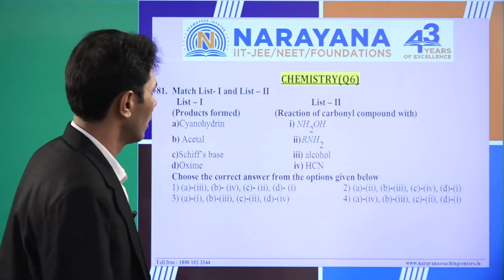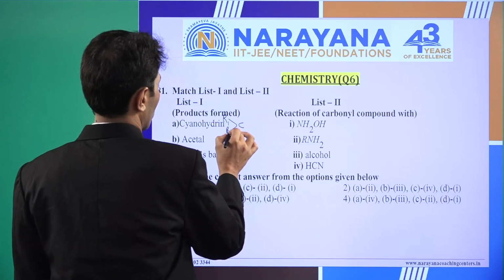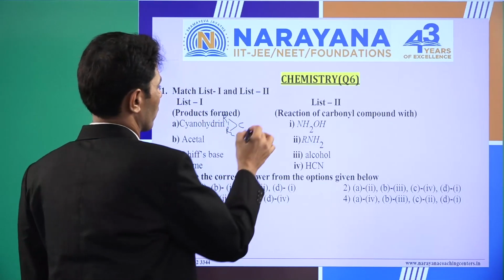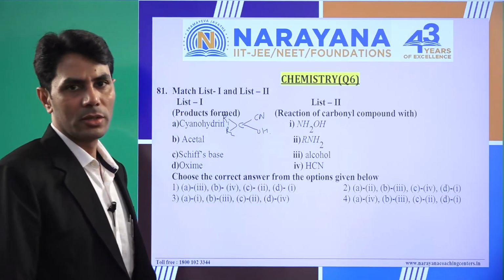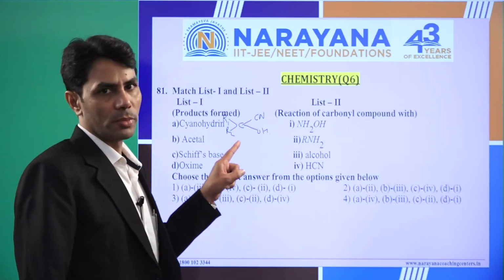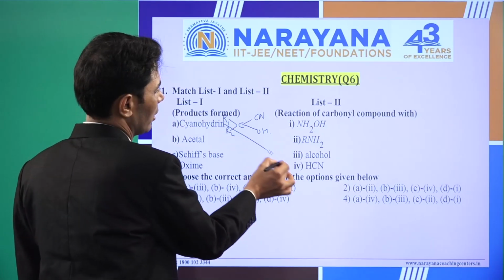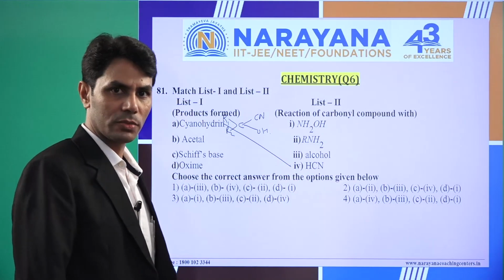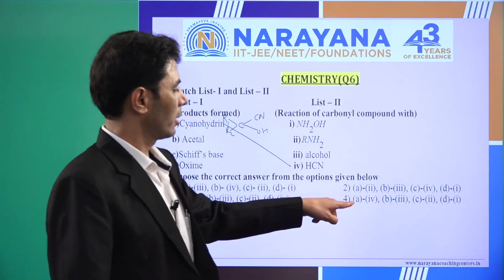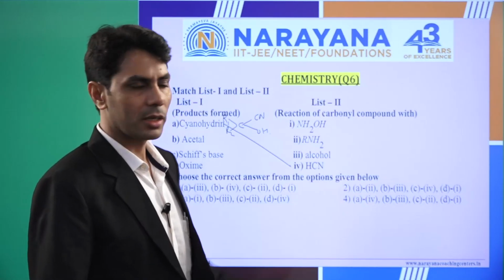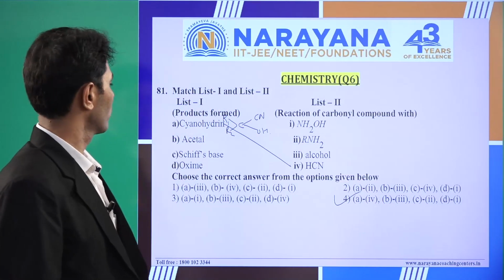So what is cyanohydrin? Cyanohydrin is R1 or R2, whatever we can say, or it can be hydrogen also, with CN and OH. It is known as cyanohydrin. It is a cyano compound. It can be formed only by the reaction of HCN. So we can say A is matched with fourth, the last one. If we observe the options, A is connected with fourth only in one case. So directly we can observe the option fourth is correct. But let's check the other options also.